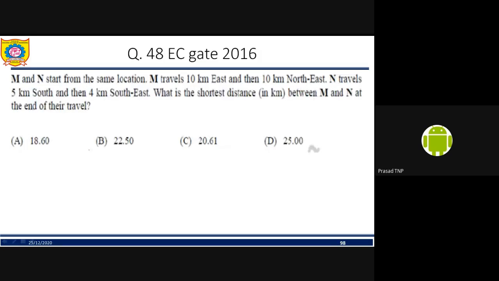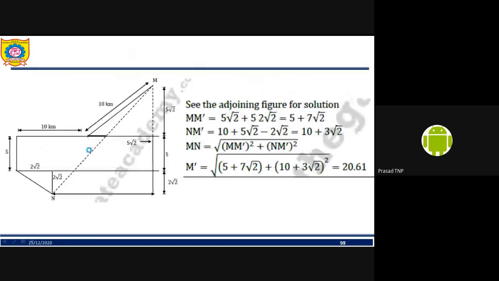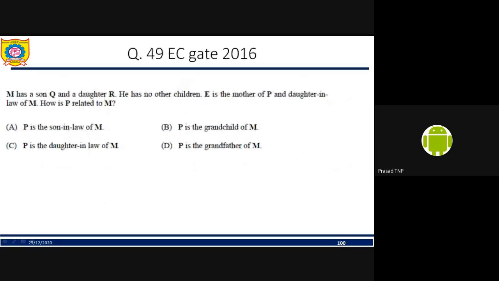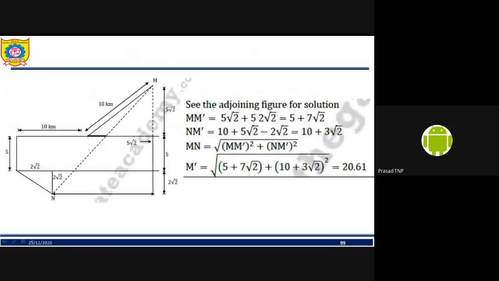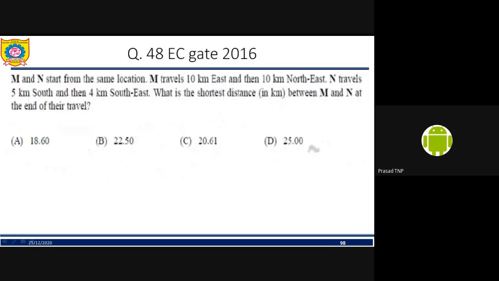This is a question over direction. This we have already seen, so you can solve this question by yourself. So we have covered almost 50 questions over numerical computation, numerical approximation, and powers.